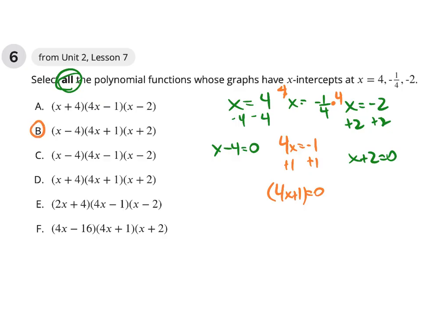B works. And which one else works? F could work if you distribute a 4. Yeah, 4x plus 1, x plus 2 is still the same. If you distribute a 4 to the first term, F could work.